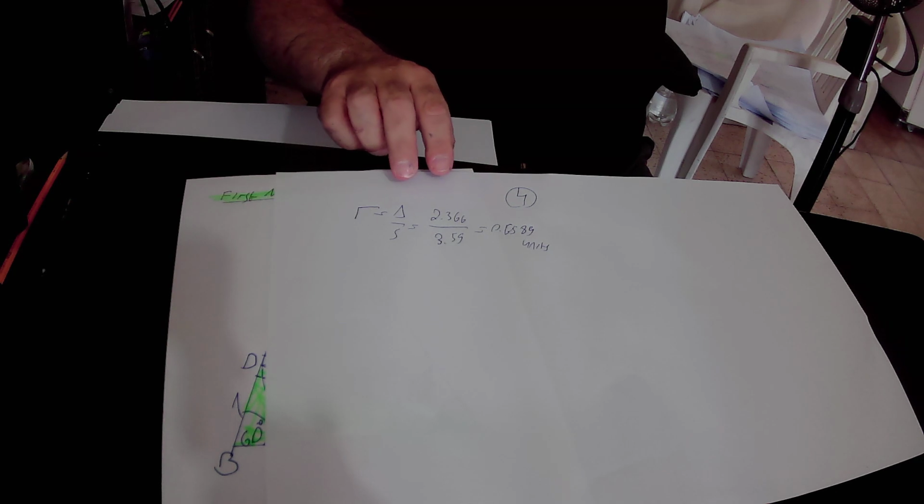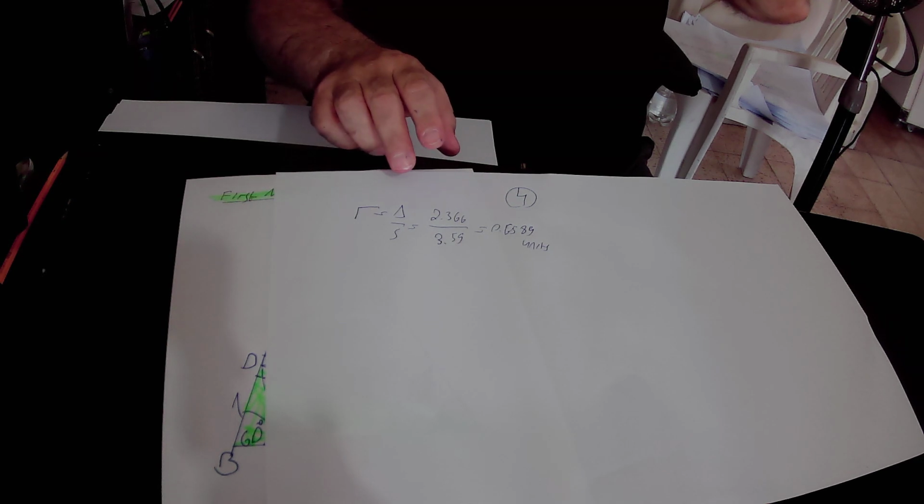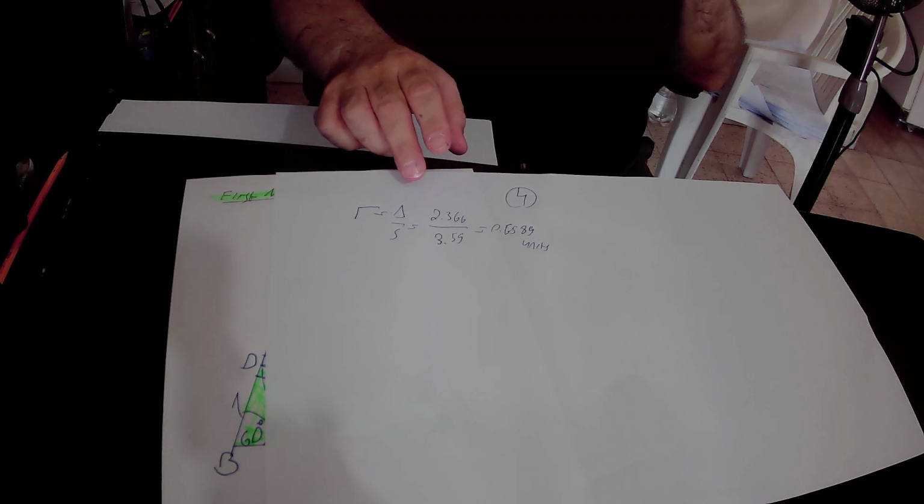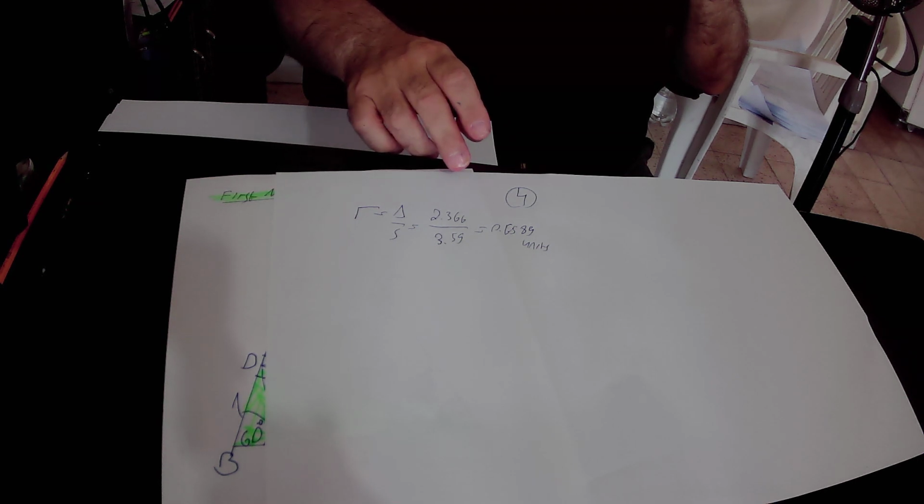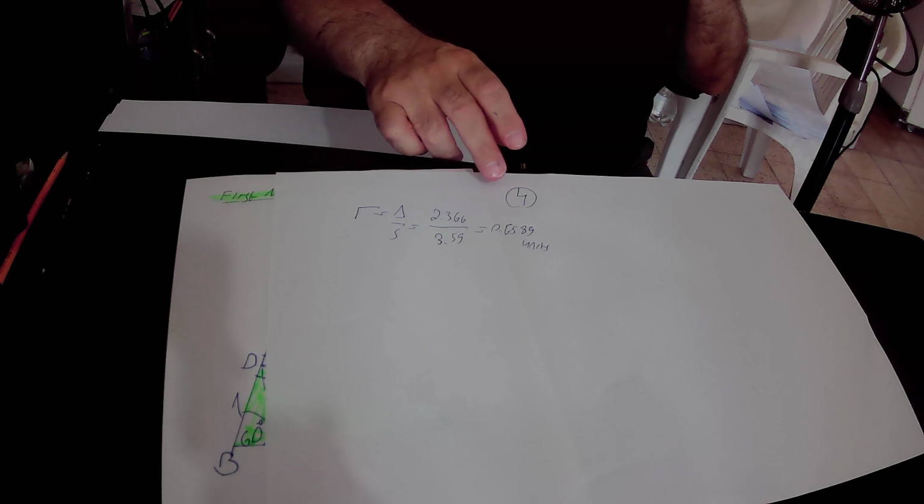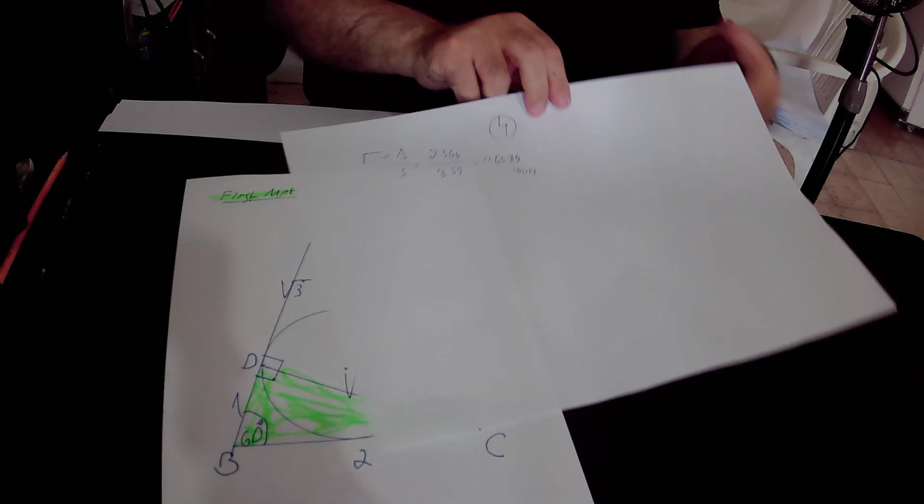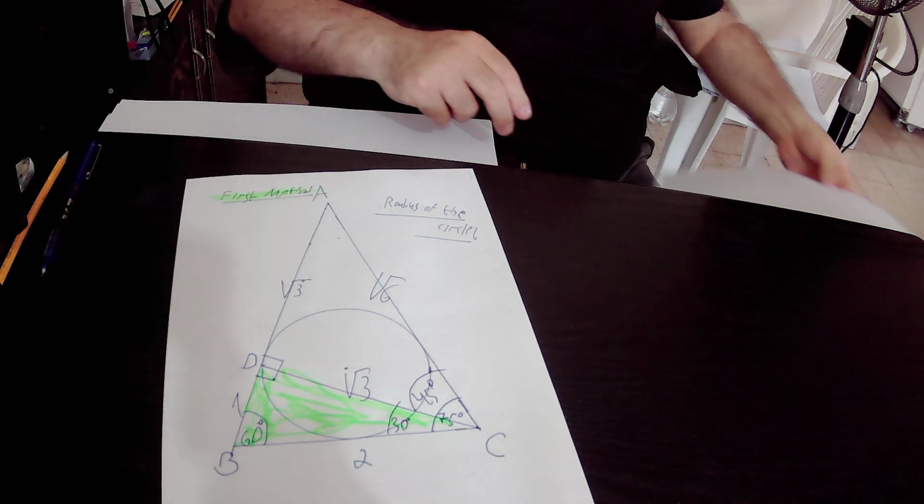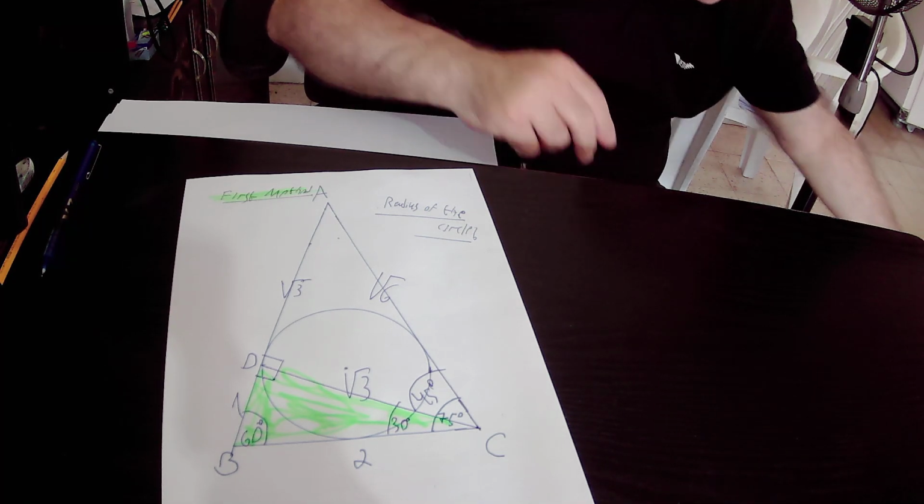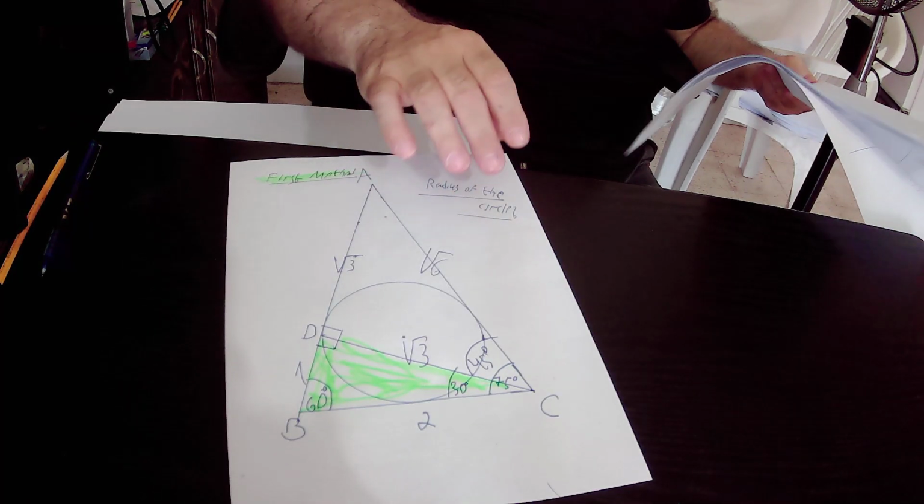square units, over the semi-perimeter of triangle ABC, that is 3.59 units. And here 2.366 over 3.59 equals 0.6589 units. Okay, so we finished with the first method. Then I presented to you how to find the radius of this circle according to the second method.